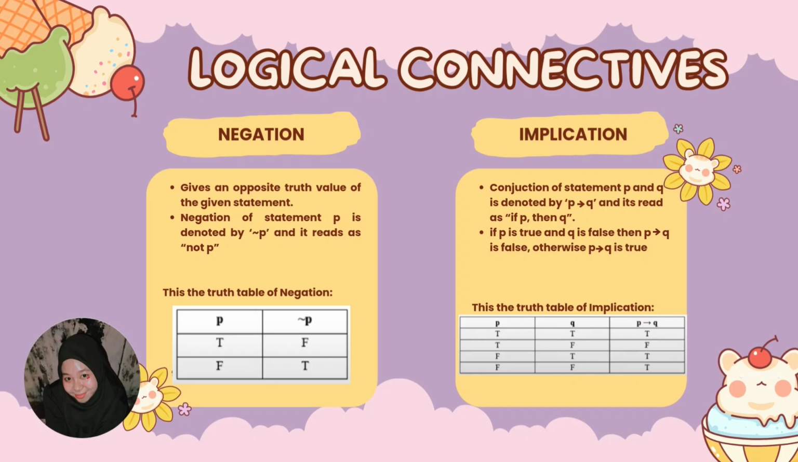If P is true and Q is true, then P implies Q is true. If P is true and Q is false, then P implies Q is false. If P is false, P implies Q is true, regardless of Q's truth value. The key point to remember here is that the implication is false only when the first statement P is true and the second statement Q is false.